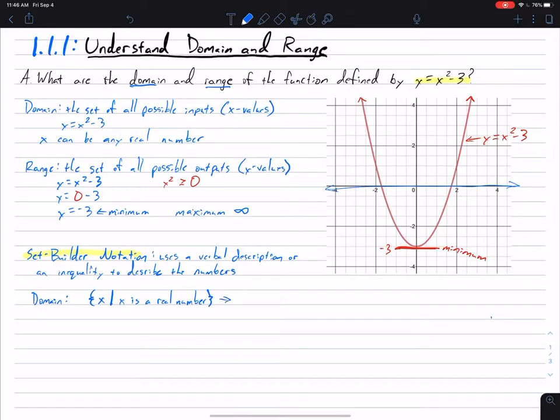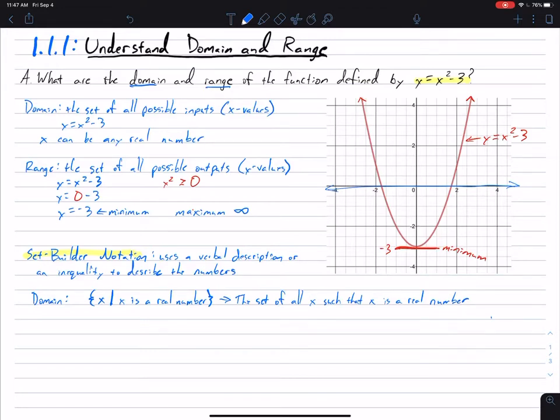If we were to say this out loud, if we were to read it, you would say the set of all x such that x is a real number. Again, this section is a lot of vocabulary, a lot of terminology.